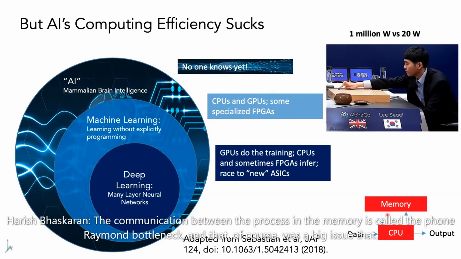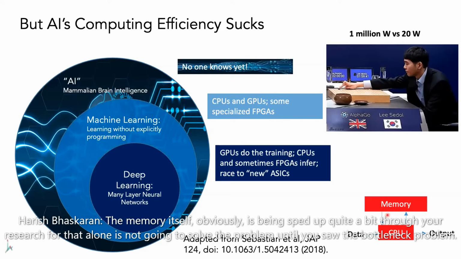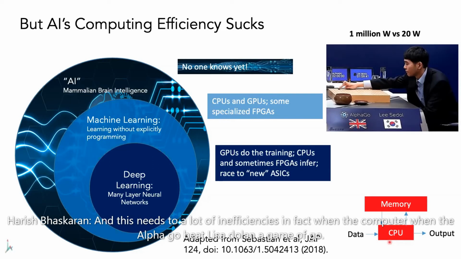And that, of course, was a big issue that people have been trying to get around for at least more than a decade now through the use of multi-core architecture in order to parallelize that information transfer. The memory itself obviously is being sped up quite a bit through new research, but that alone is not going to solve the problem until you solve the bottleneck problem. The other thing, of course, is the data is just going through the CPU and getting out of the CPU. So literally you're comparing values with the memory. And this leads to a lot of inefficiencies.